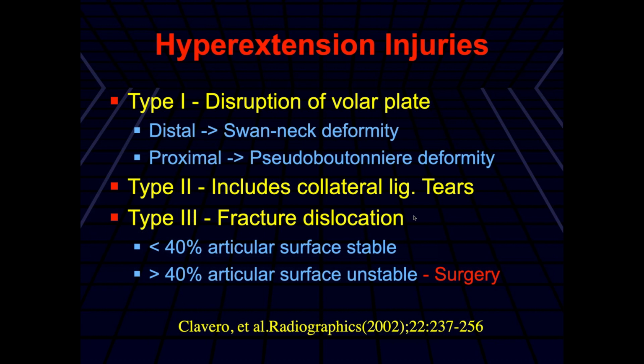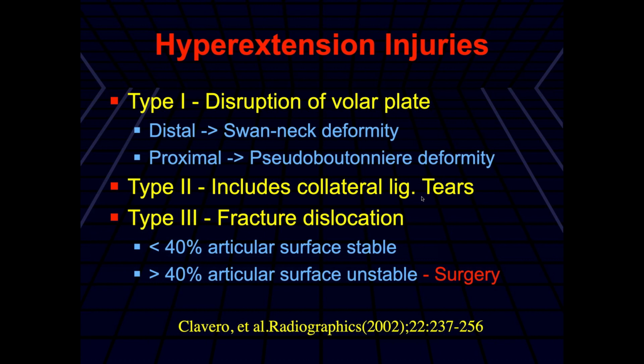Okay. So we've already seen some hyperextension injuries. Typically with hyperextension injuries, you get disruption of the volar plate. You can end up with a swan neck deformity or a pseudoboutonniere deformity, depending upon whether it's the distal or the proximal interphalangeal joint. That would be a type 1. A type 2 would include the collateral ligaments, because with the type 2, you've got more displacement, so you also tear the collateral ligaments. And then a type 3, you have a fracture.